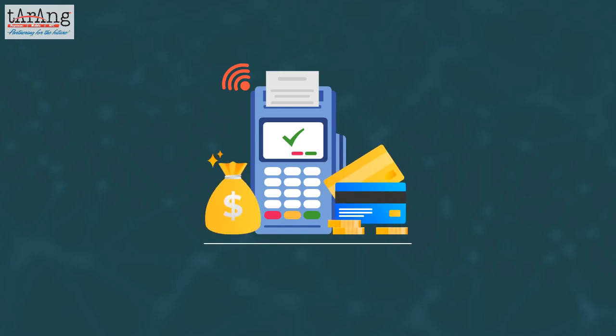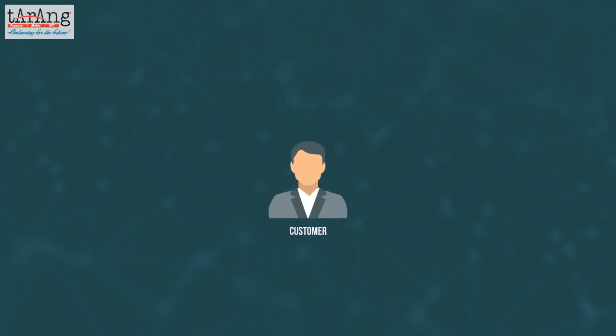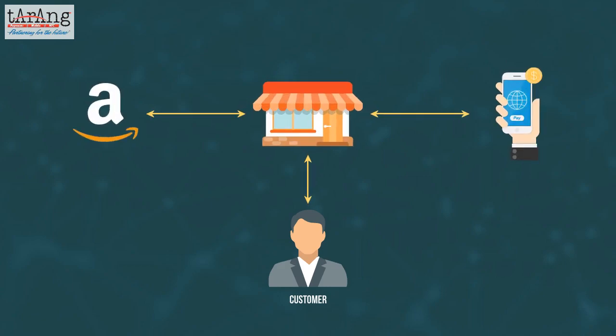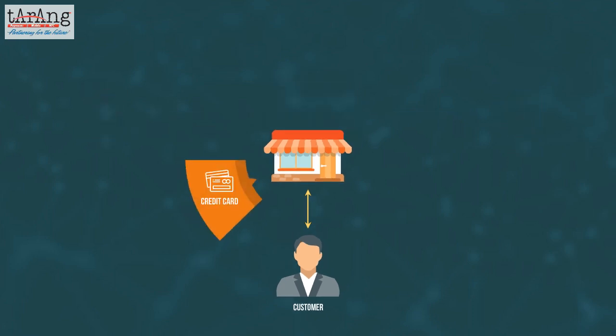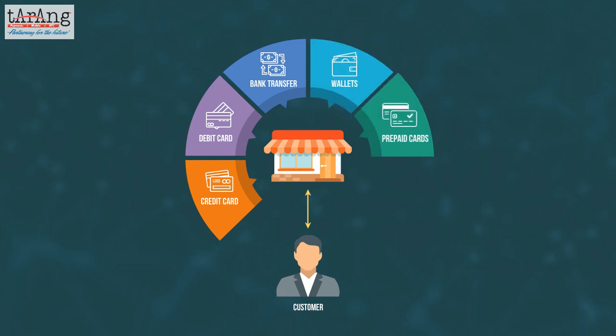Now let us take a look at the different channels of payment. The customer can make a payment physically at a merchant shop, or from a website like Amazon, or using a mobile app like Book My Ticket. The different types of payment methods are credit card, debit card, bank transfers, wallets, prepaid cards, and of course cash.